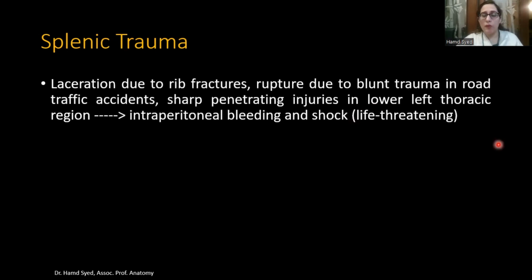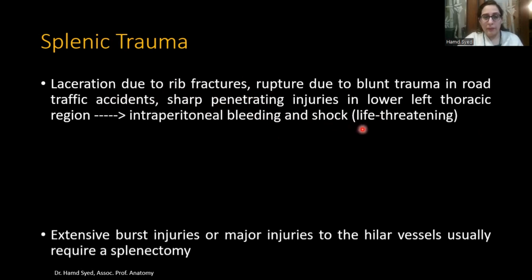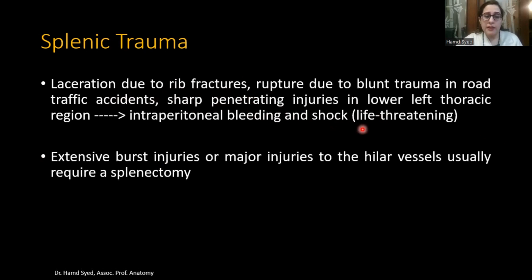There could be many causes of trauma to the spleen. As I told you, if there is a fracture of the rib, that can cause a laceration of the spleen. The spleen can burst due to blunt trauma in road traffic accidents. Also, sharp penetrating injuries in the lower left thoracic region can cause injury to the spleen. And this can lead to intraperitoneal bleeding and a lower blood pressure, that is shock, which could be life-threatening. Extensive burst injuries or major injuries to the hilar vessels usually require a splenectomy.